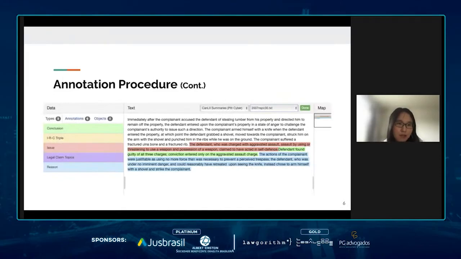This is a screenshot of the annotation tool we utilize for the study. Annotators would simply use the cursor to mark the sentences according to the annotation manual.